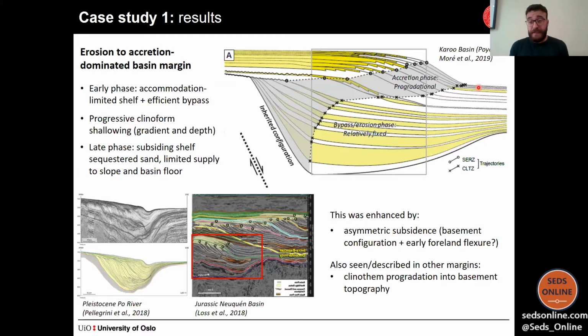However, we see these patterns in other margins, like in the Po River, for example, or in the Neuquén Basin. But in these cases, this shallowing up of the clinothems and progressive decrease of sediment delivery to the basin floor is related to the fact that these clinothems are prograding over basement topography. We don't know if that is the case in the Karoo Basin because we haven't seen evidence for this differential basement, but it is true that the thickness is decreasing to the east. So perhaps there was a little bit of basement configuration here too.